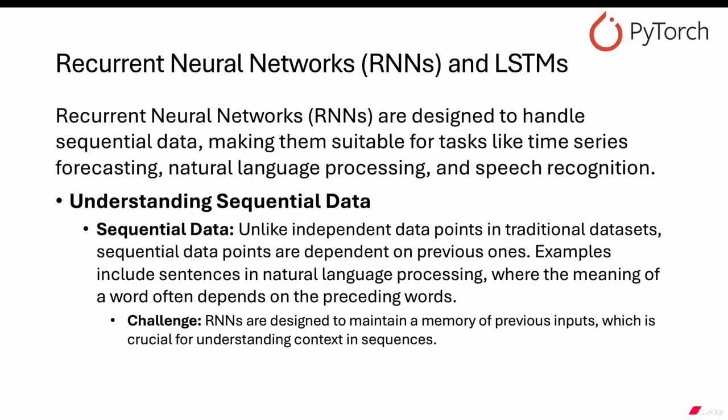Understanding sequential data. Unlike independent data points in traditional datasets, sequential data points are dependent on previous ones. Examples include sentences in natural language processing, where the meaning of a word often depends on the preceding words. Challenge: RNNs are designed to maintain a memory of previous inputs, which is crucial for understanding context in sequences.